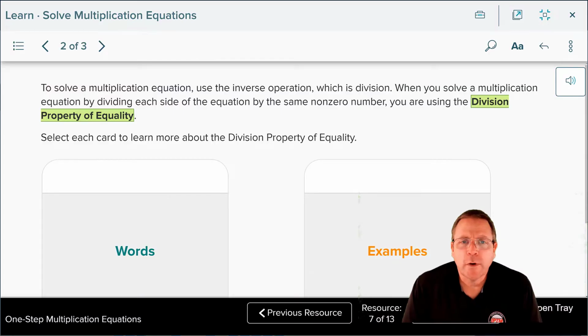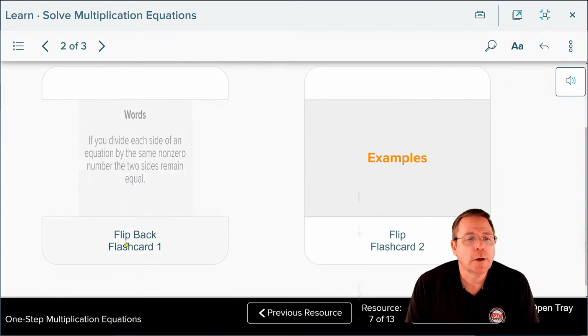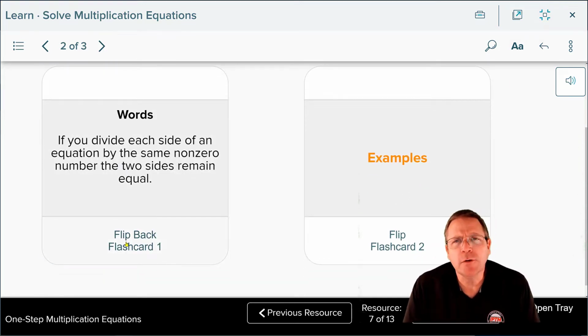And that leads us directly into the division property of equality. The textbook says to solve a multiplication equation, use the inverse operation, which is division. When you solve a multiplication equation by dividing each side of the equation by the same non-zero number, you're going to be using the division property of equality. Looking at it in words, it says, if you divide each side of an equation by the same non-zero number, the two sides remain equal. That's your definition for your vocab quiz.